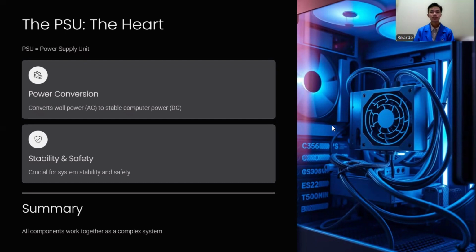In summary, the motherboard connects everyone, the CPU thinks, the RAM remembers what's happening now, the storage saves everything permanently, and the GPU creates the image you see. Together, these parts form the complete system we use every day.